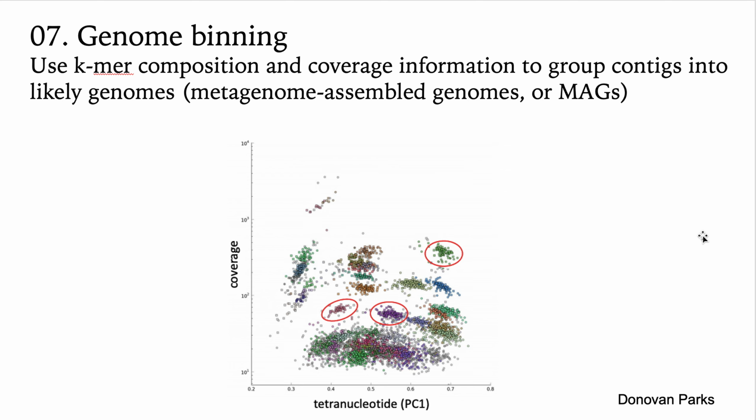So this is a graphical representation of what I mean, where tetranucleotide frequency is on the x-axis and coverage in a metagenome is on the y-axis. And so your contigs with both similar k-mer composition and similar coverage values can be grouped together and defined as likely MAGs, basically belonging to the same microbial population.